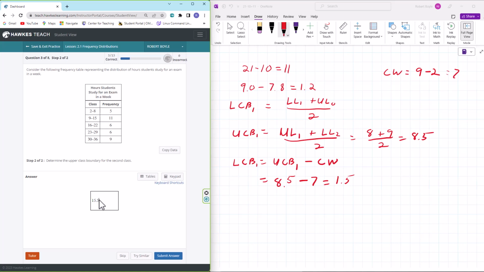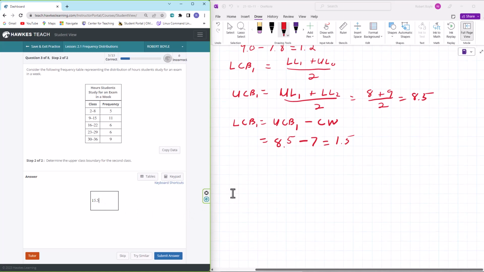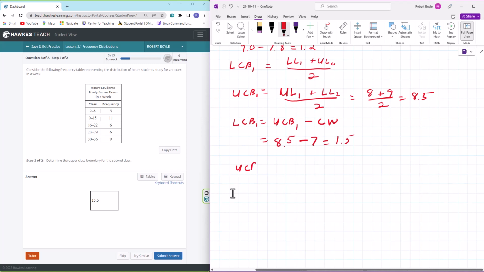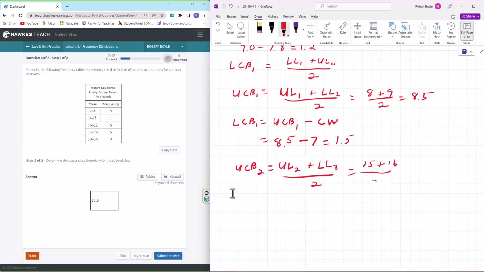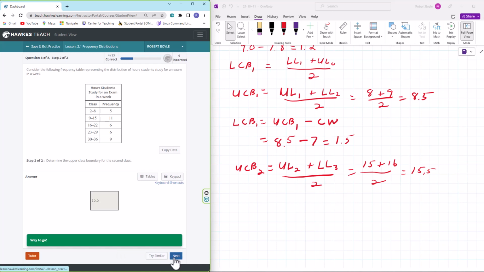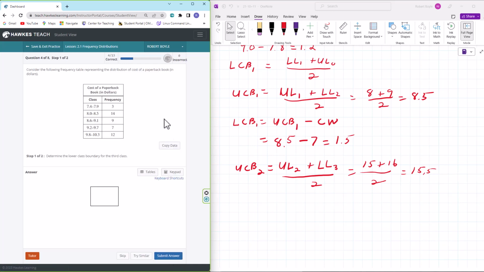So you can kind of do it intuitively like that. If you want to be more precise, just remember that the upper class boundary for the second class is going to be equal to the upper limit for the second class plus the lower limit of the next higher class, divided by 2. That is going to be 15 plus 16 divided by 2, 15.5. So hopefully that's right. Yay, I did something right again. Okay, and we're going to do this for a few more problems.